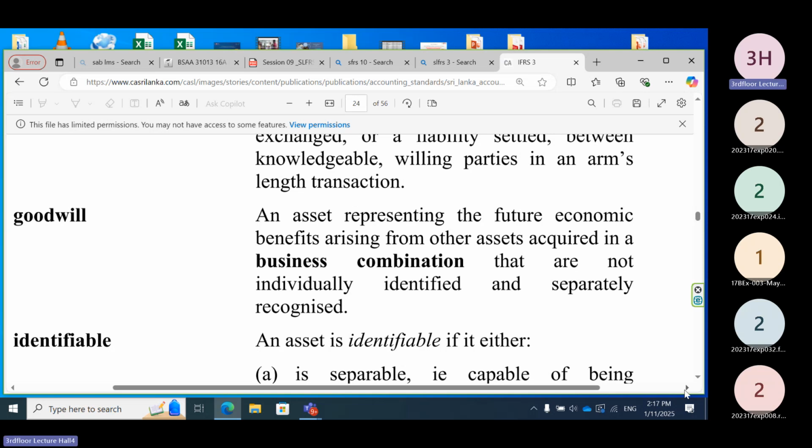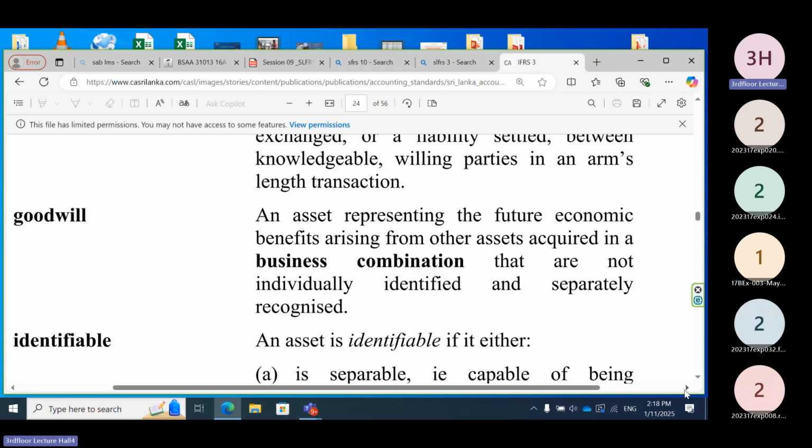So whatever assets you recognize in the consolidated books are recognized at their whole value. In the consolidated books, like I discussed last week, you have a land of 5 million. In the consolidated books, are you recognizing only 4 million as land?